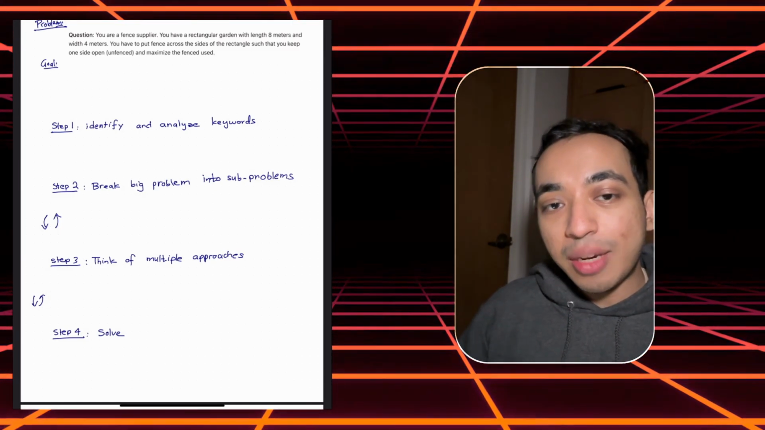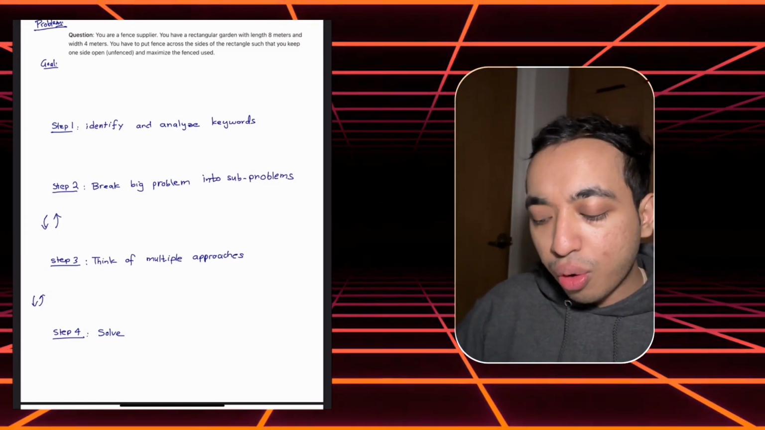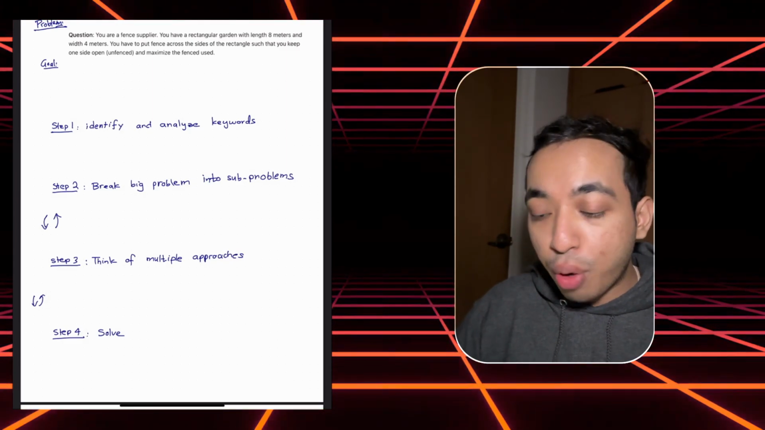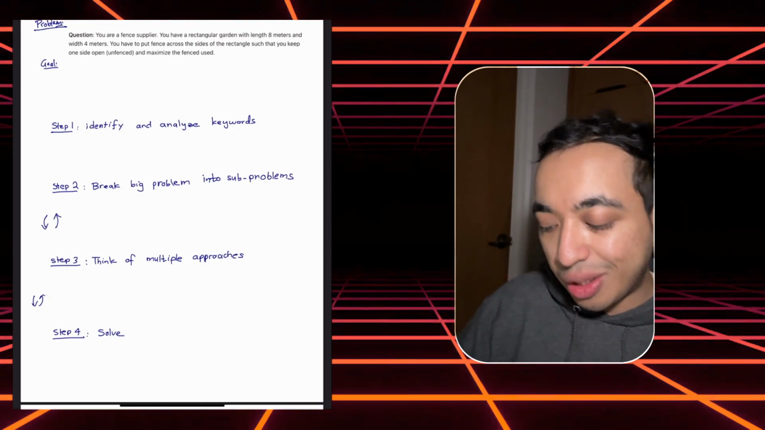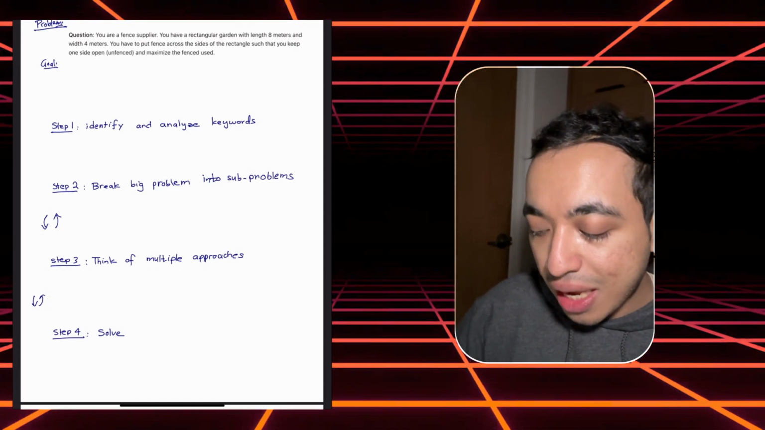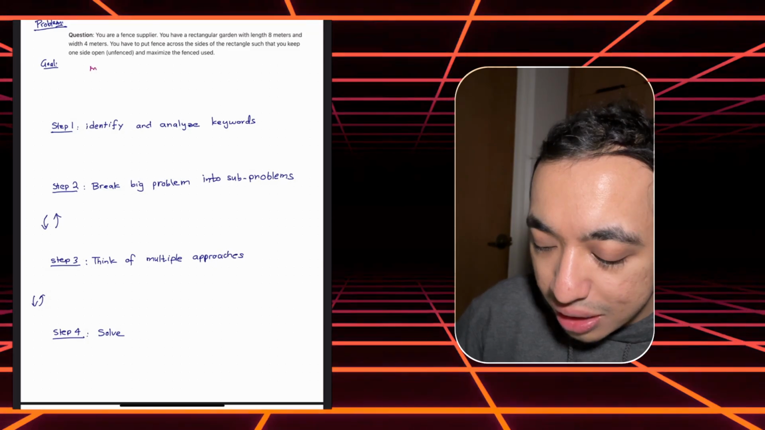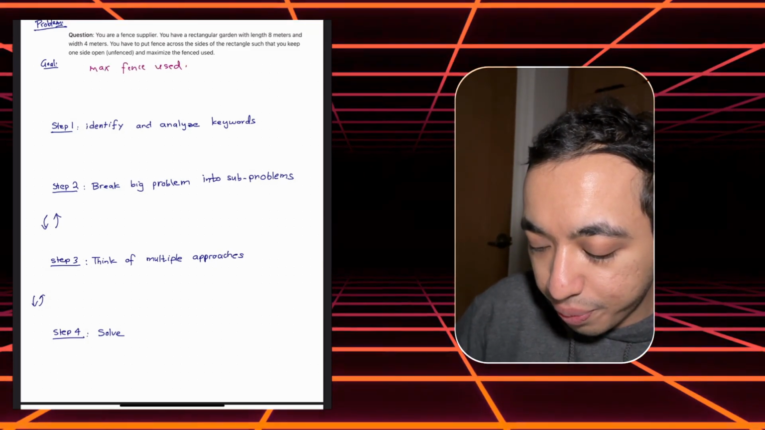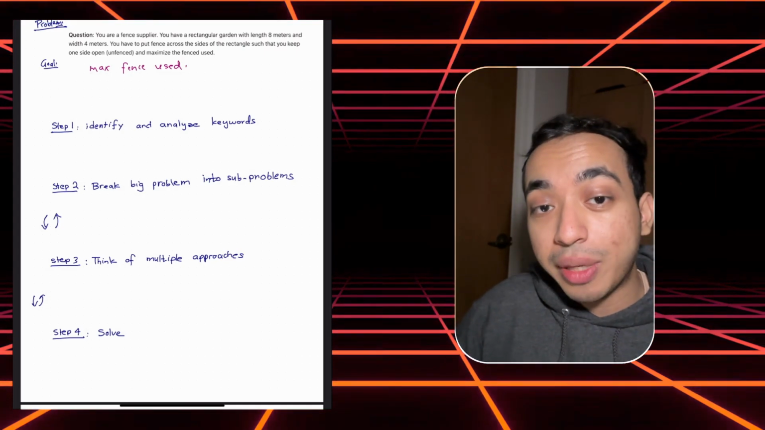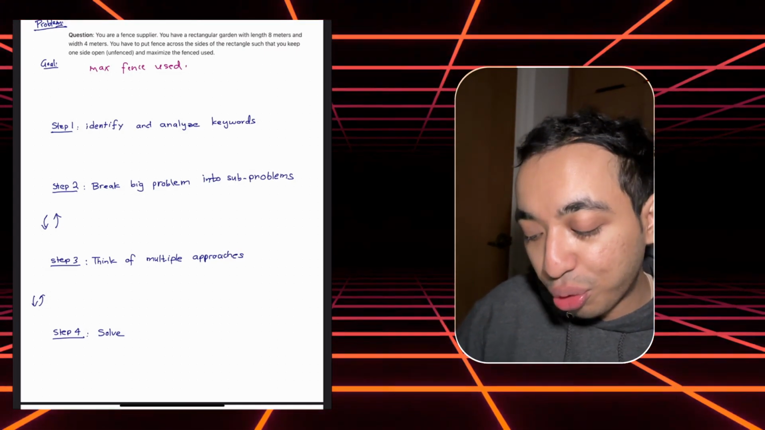But whenever I see a problem, I go through these steps. So here we have a toy problem. You can pause your screen and read it. But essentially, I'm writing the goal as I'm reading the problem. So I'm a fence supplier and I want to maximize the fence use. So the goal is to maximize fence used. Also, apologies for my handwriting, but I think we can get through this.